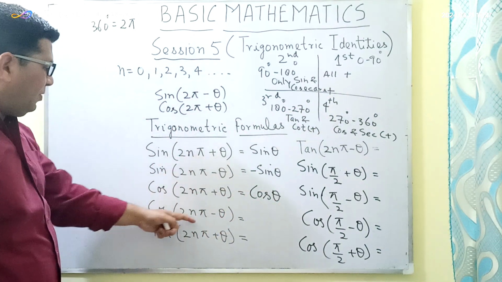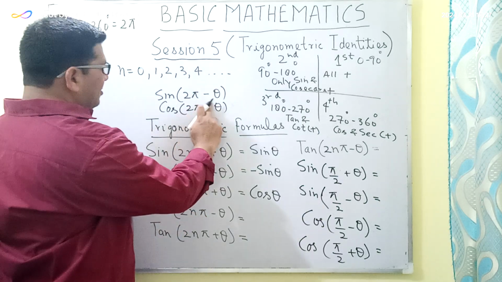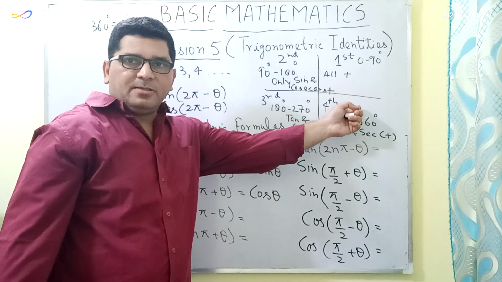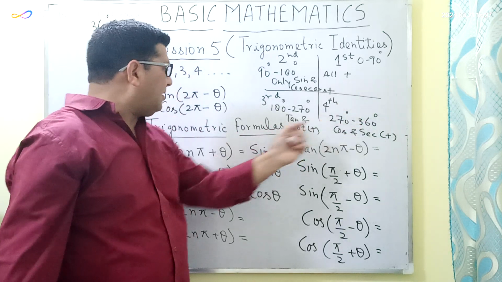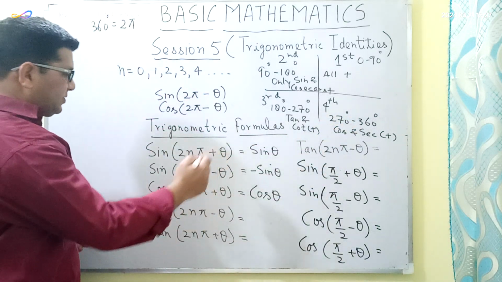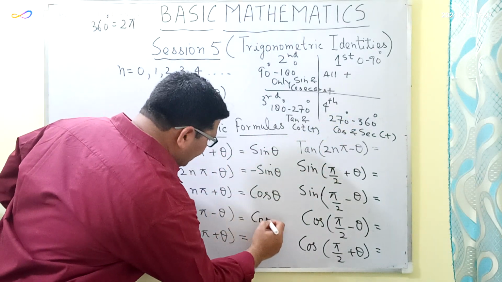Now cos(2nπ − θ), that is 360 degrees minus θ. I will be in the fourth quadrant, somewhere in this fourth quadrant. In the fourth quadrant, cos is positive. So I will be getting the value as cos θ.